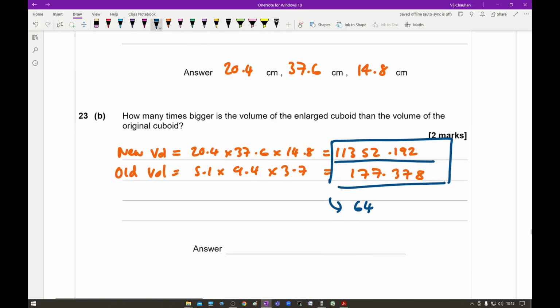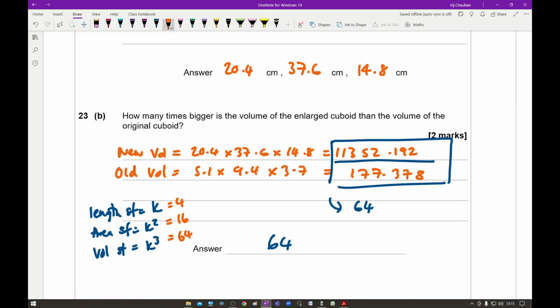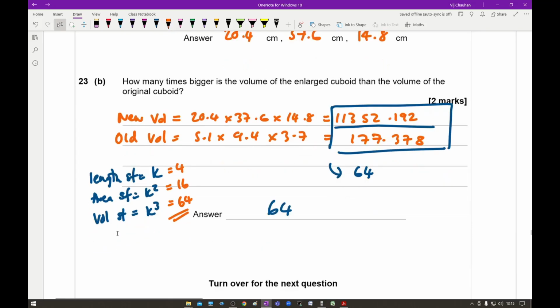And again, there are different ways in which you can do this. If you've been taught similar volumes and areas, we know that if the length scale factor is k, then the area scale factor is going to be k squared, and the volume scale factor is going to be k cubed. In this case, the length scale factor equals 4, so k squared is going to be 16 and k cubed is going to be 64, and that also would be a valid way to work out how much bigger the enlarged cuboid is to the original cuboid.